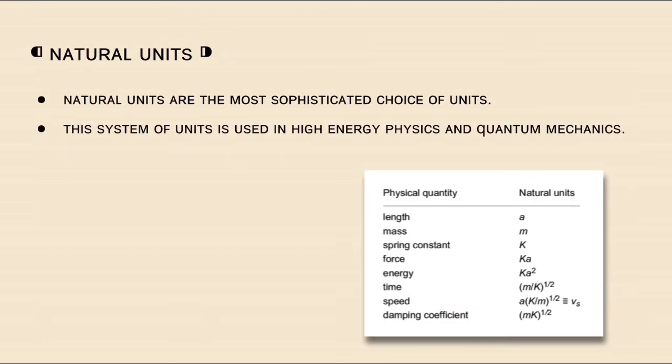Natural units. Natural units are the most sophisticated choice of units. Natural units are physical units of measurement based only on universal physical constants. Here the most fundamental discovered quantities, such as the speed of light, c, and elementary charge, e, are set equal to 1. This system of units is used in high-energy physics and quantum mechanics.